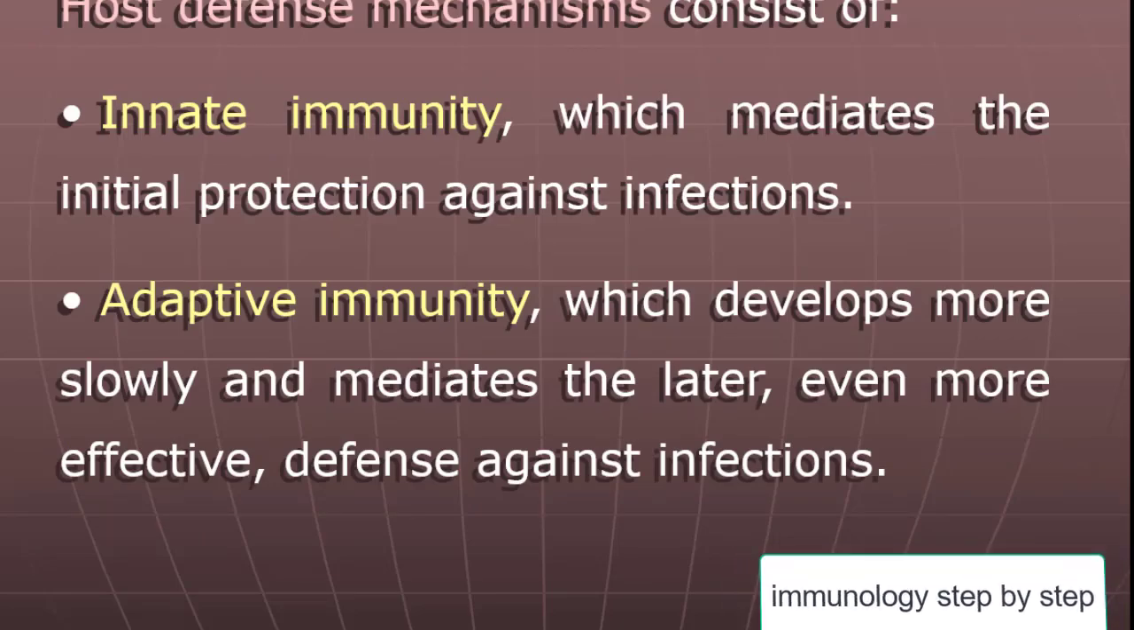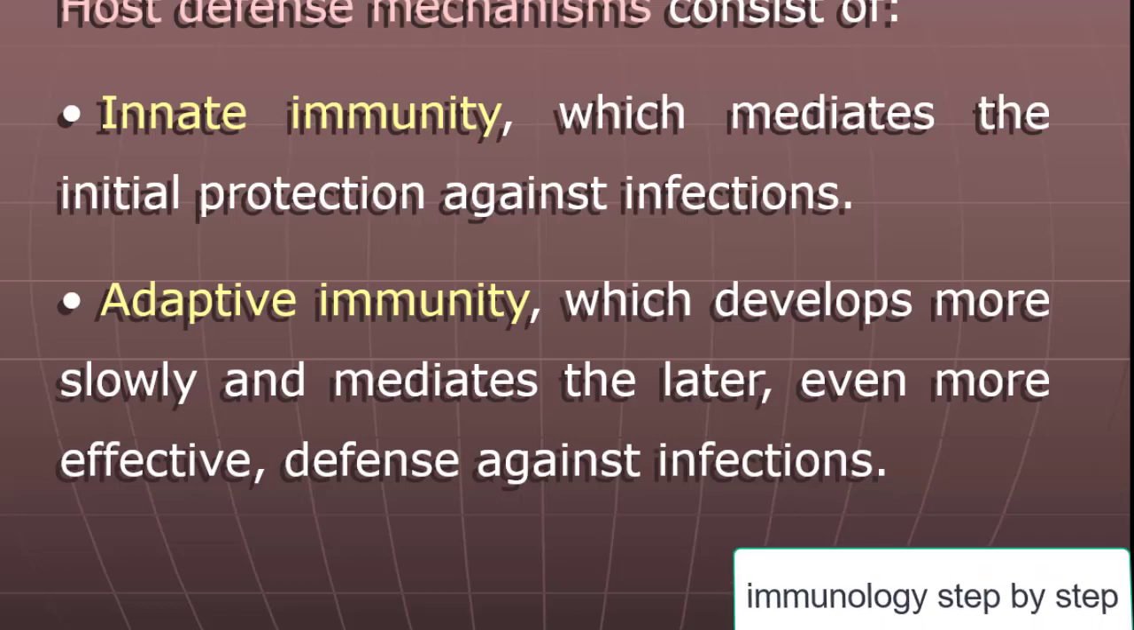Host defense mechanisms consist of innate immunity, which mediates the initial protection against infections, and adaptive immunity, which develops more slowly and mediates the later, even more effective defense against infections.